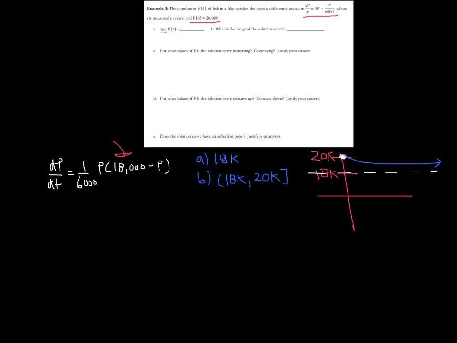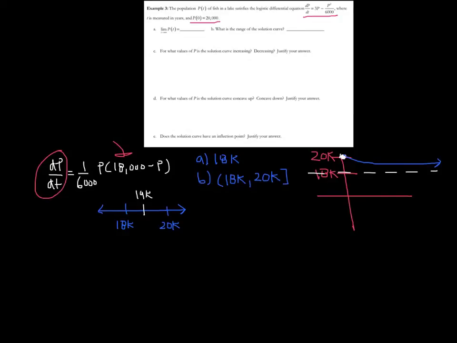Letter C, for what values of P is the solution curve increasing? Once again, we want to make a number line, and on this number line, we are going to put our maximum value, so we'll put 18K, and our starting value, 20K right there. And we're going to plug in, let's say, 19K into our first derivative. Why? Because it's asking about increasing and decreasing. When the slope is positive, a function is increasing. When the slope is negative, the function is decreasing. This is our slope. They already gave it to us. So we're going to plug 19,000 in there.